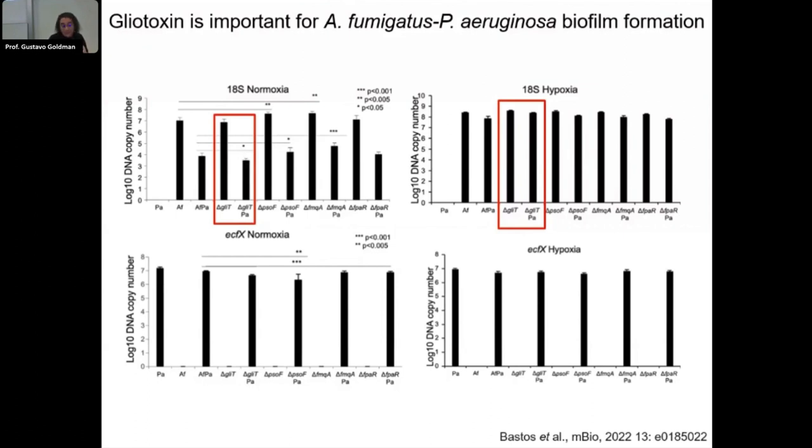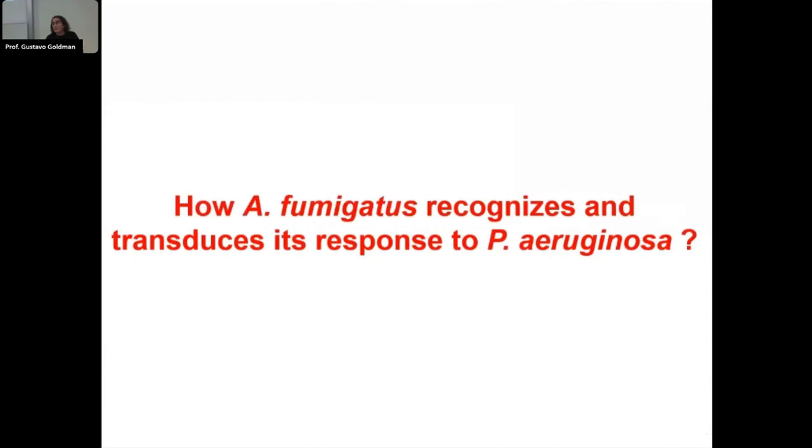Okay, then we talked. We have to go backwards and try to do some genetics, because without genetics we are not going to learn anything about that. And then we decided to ask what Aspergillus fumigatus is recognizing, because the bacteria is on top. It's growing on the hyphae. Then probably there are elements, receptors, or some elements on the surface of the fungus that can recognize the bacteria and then activate all the signal transduction pathways to cope with the bacteria or to kill the bacteria.